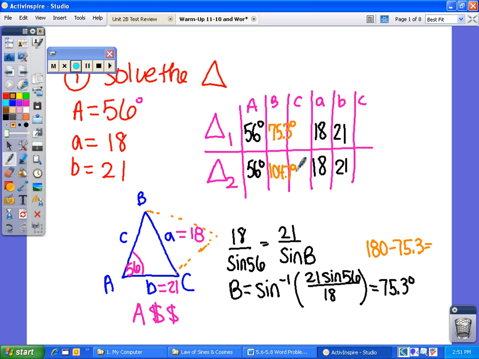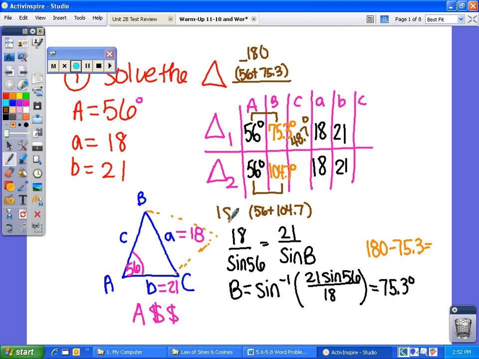Now we need to find C. To find C, you're just going to add these two together. So that's 56 plus 75.3, and subtract those two from 180. And for that, you wind up getting 48.7. Do not take the supplement of this. Do not. To find C2, you're still going to add these two together and subtract those from 180 as well. And for that, you wind up getting 19.3.